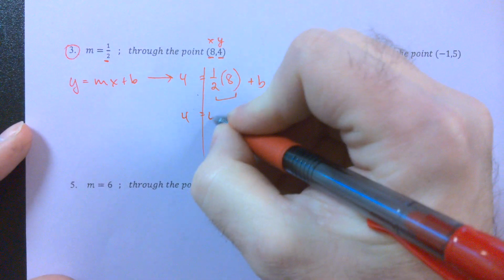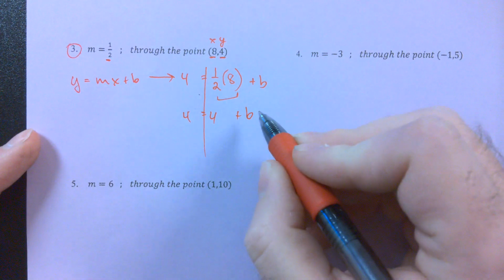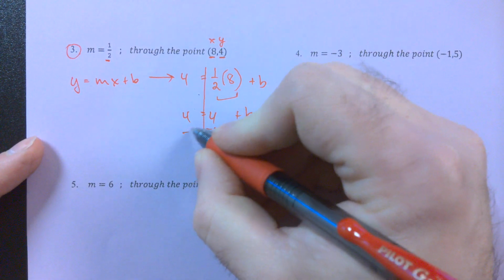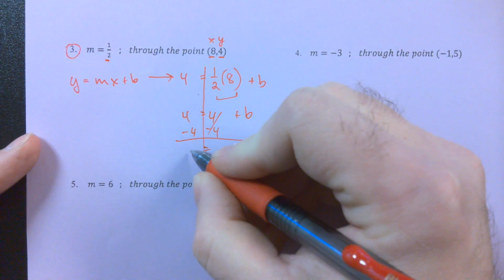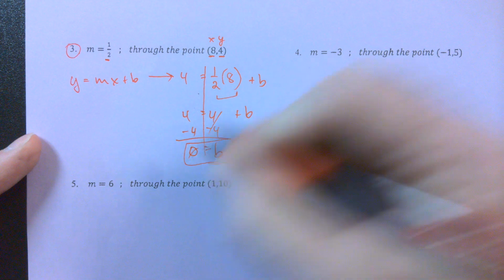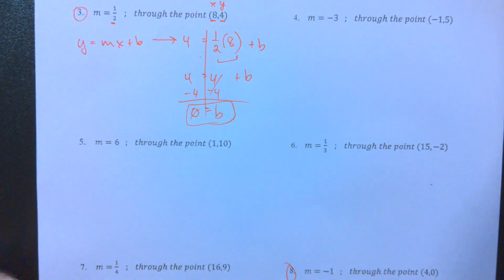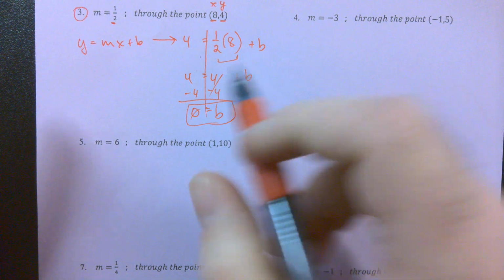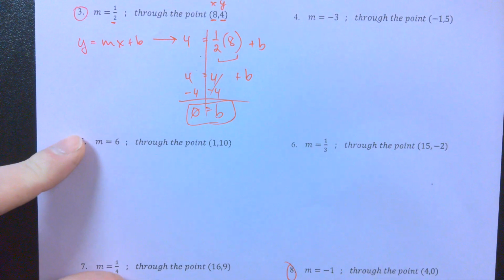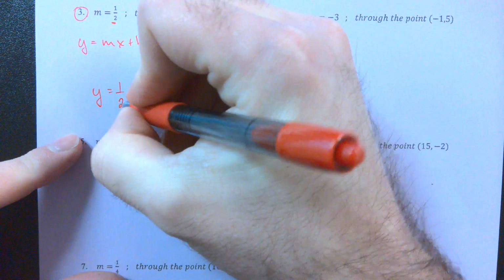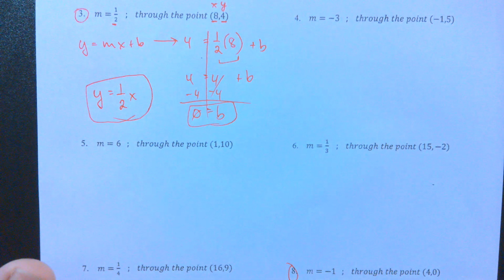What is 1/2 of 8? 4. Now, how can I get b all by itself? Minus 4 from both sides. But what is 4 minus 4? 0. So I get a b value of 0. Now, if I'm going to write the equation with a b value of 0, do I need to write plus 0 on the end? No. So I can just write y is equal to 1/2 x.